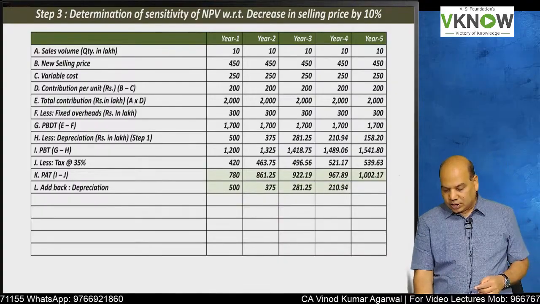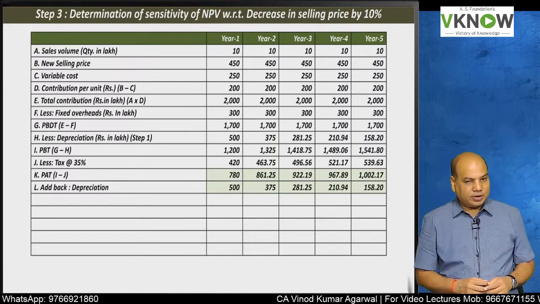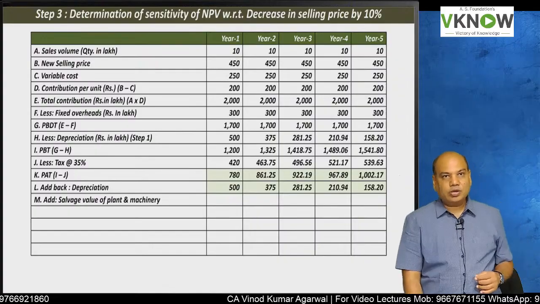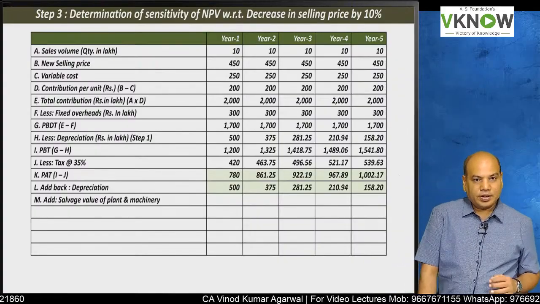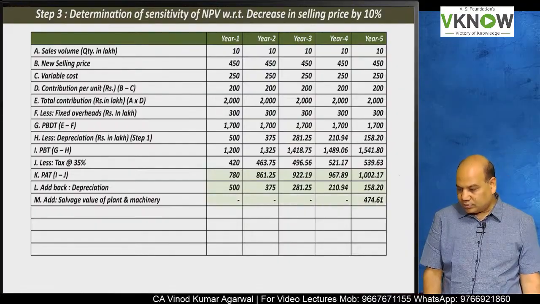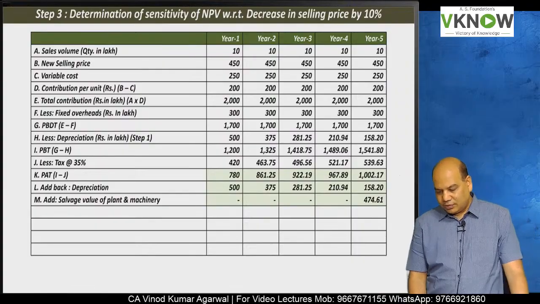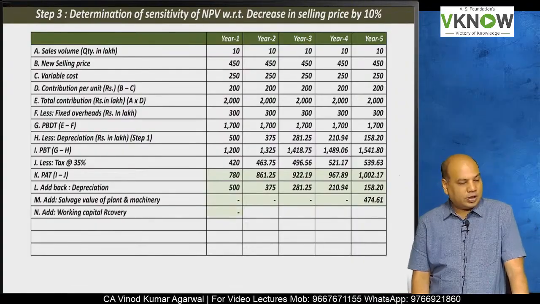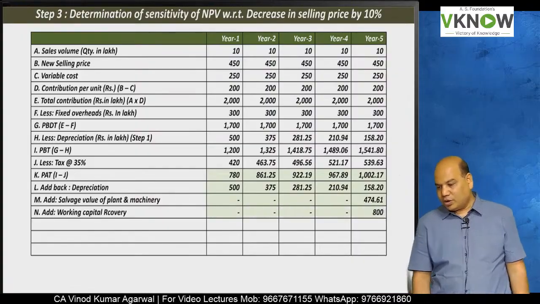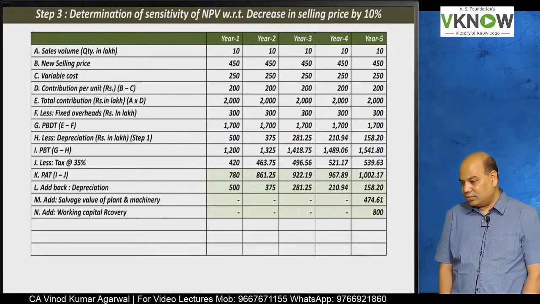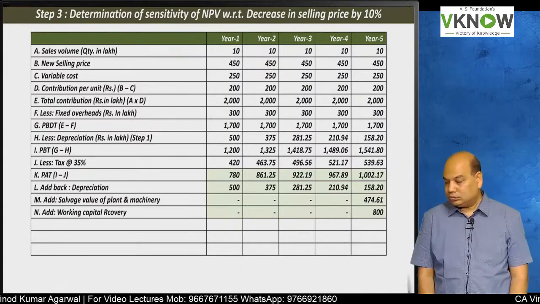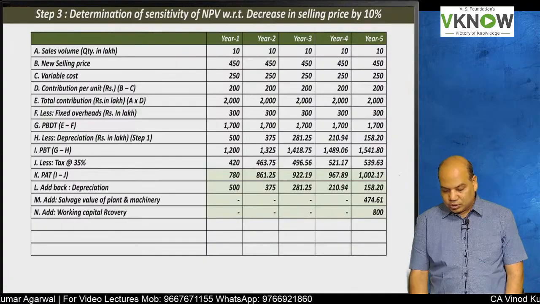Copy depreciation again. Add back depreciation. Then you will write add salvage value of plant and machinery in the last column. And one more thing, add recovery of working capital 800 in the last column. Nothing is given, assume working capital is fully recovered. So that comes to 800.